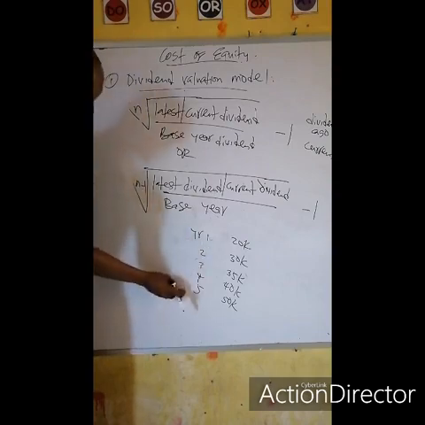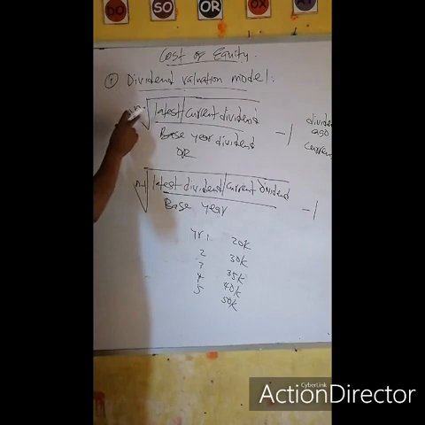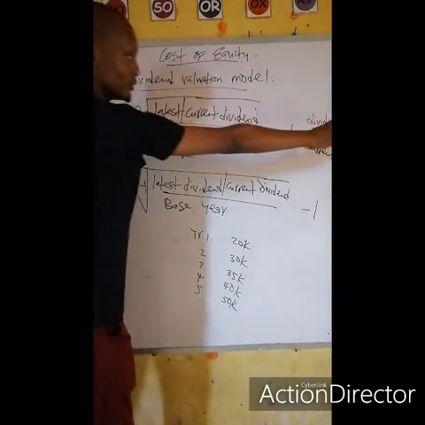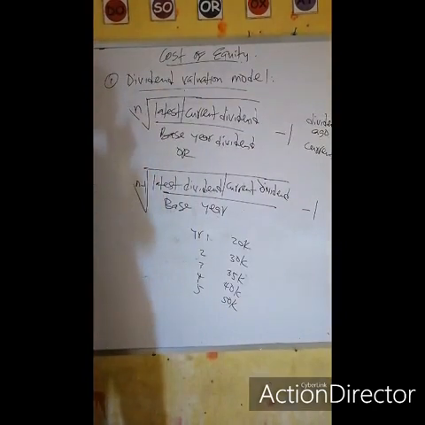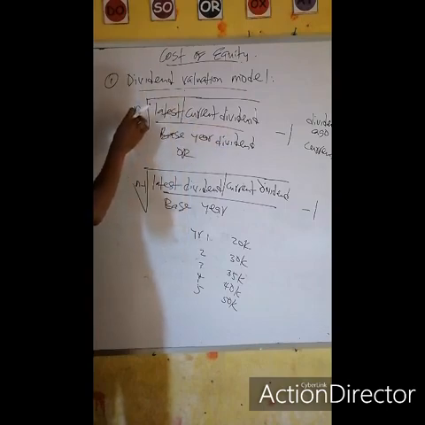So the total number of years here is 5. So therefore, n, the number of years, should now be 5 minus 1. In this case, the number of years is just 5 straight away. That's the number we're going to use here.